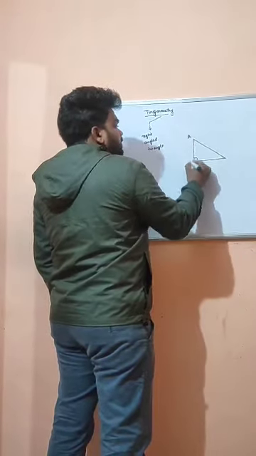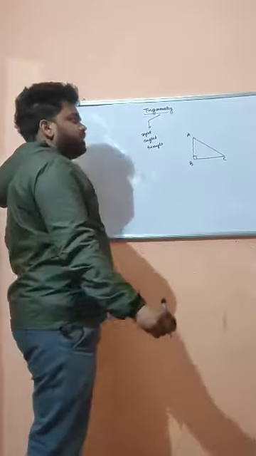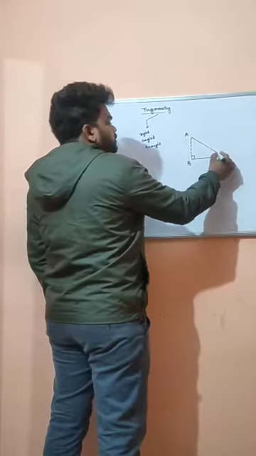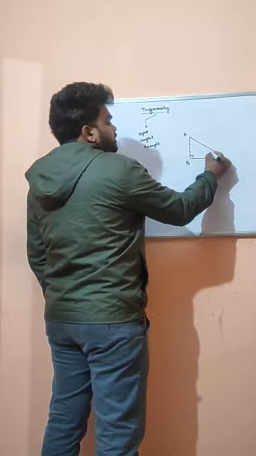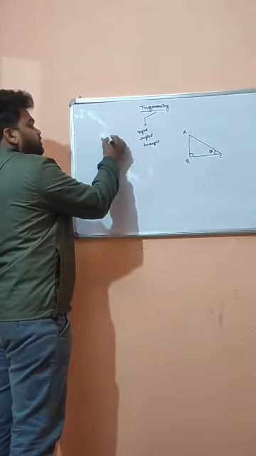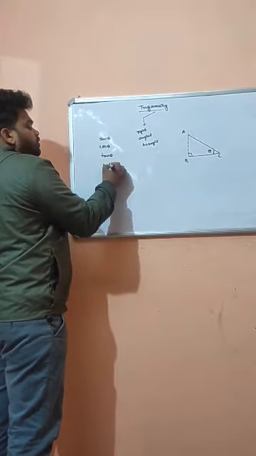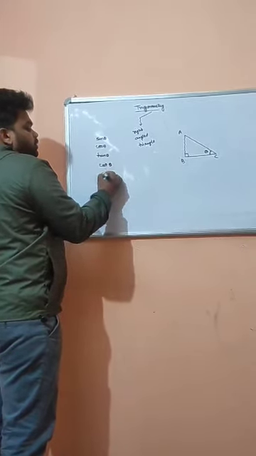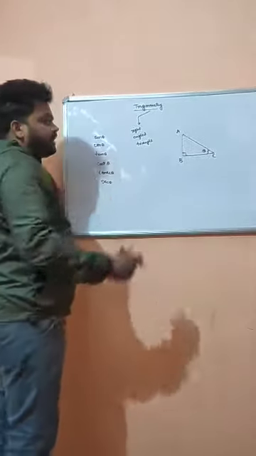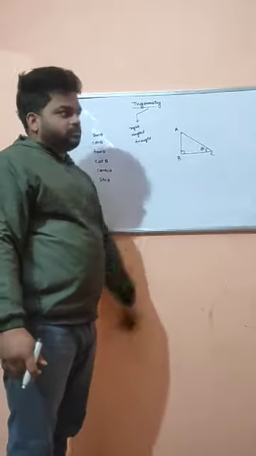suppose this is A, B, C. So there are two angles for which we can define trigonometrical ratios. Suppose I am considering this to be theta, there are six trigonometrical ratios that can be defined. First, sine theta, cos theta, tan theta, cot theta, cosec theta, and last sec theta. Means we can define the six trigonometrical ratios for this value of theta.